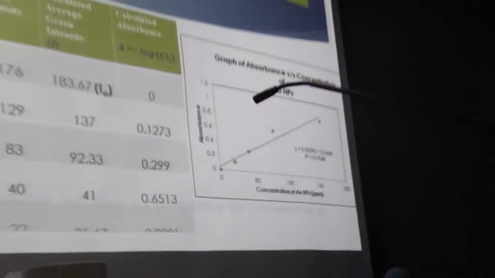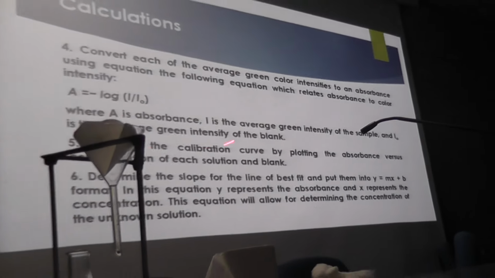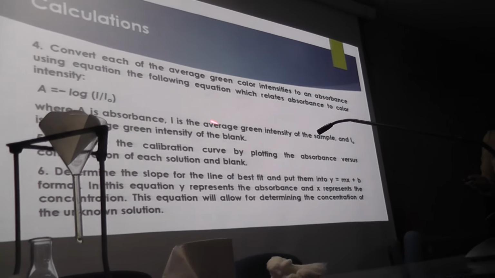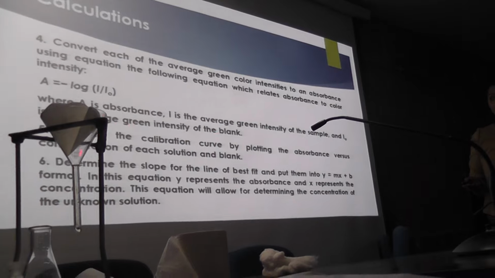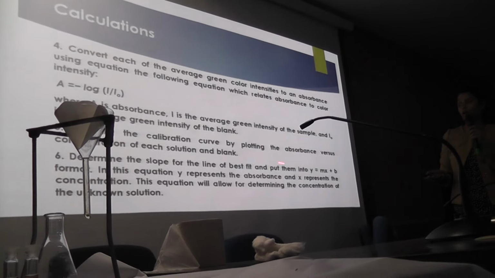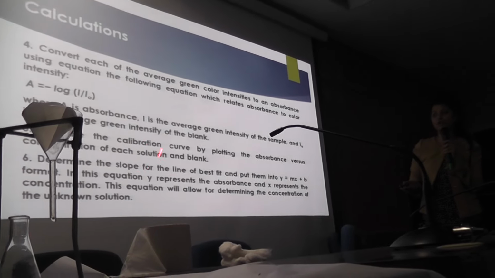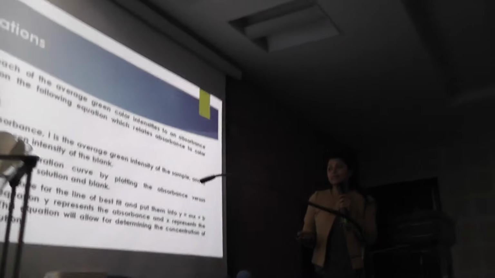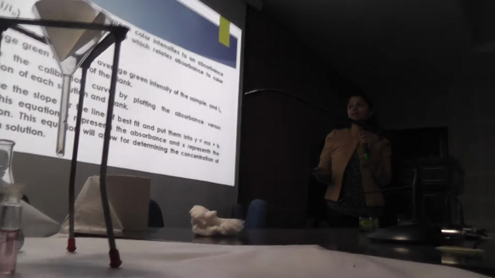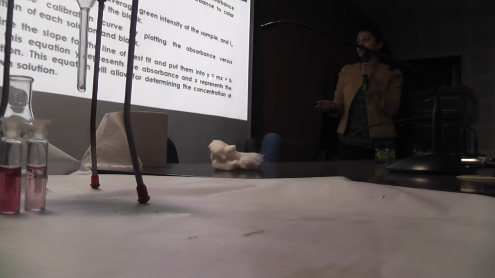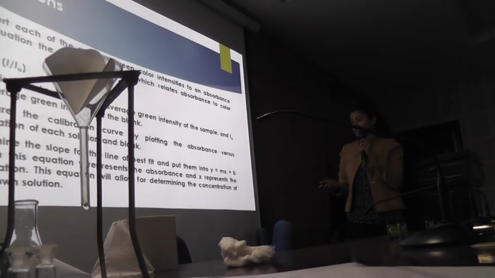Now, this is how we calculate absorbance from the average green intensity, and then we prepare the calibration curve by plotting the absorbance versus the concentration of each solution and blank. Then from the graph we determine the slope of the best fit, and then we put this value into y equal to mx plus c.